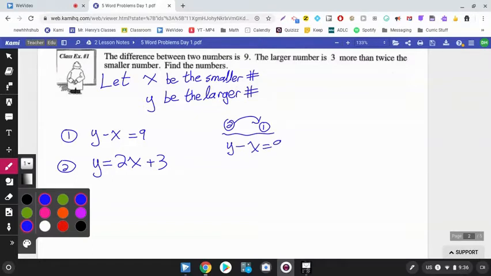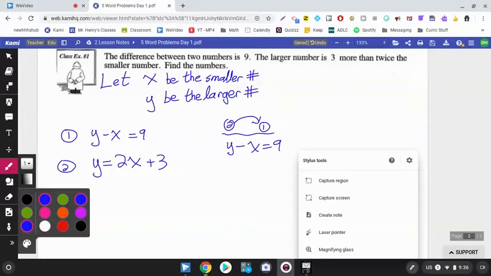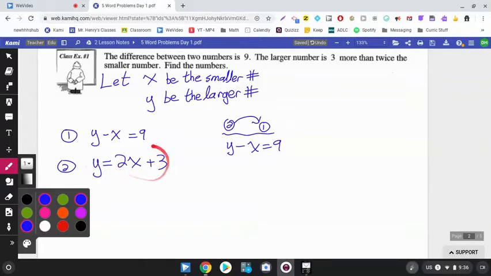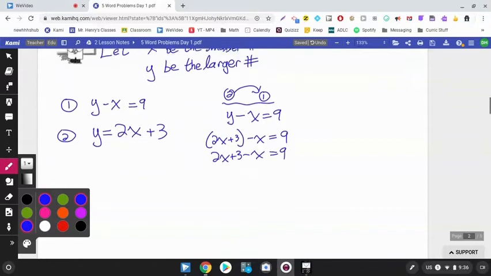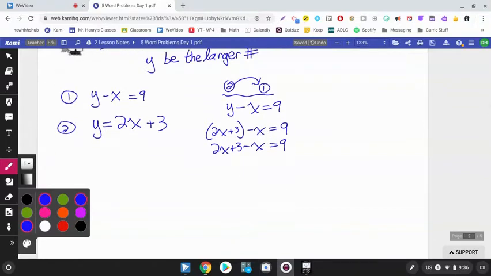Equation 1 is y minus x equals 9, but I know y is just 2x plus 3. So 2x plus 3, take away the x, equals 9. Those brackets were actually unnecessary in this example because all I'm doing is subtracting the x. I'm not multiplying or dividing, but I always plug in with brackets. x plus 3 equals 9, and I would subtract 3 from both sides. There you go. x equals 6. Okay, found one of my numbers.